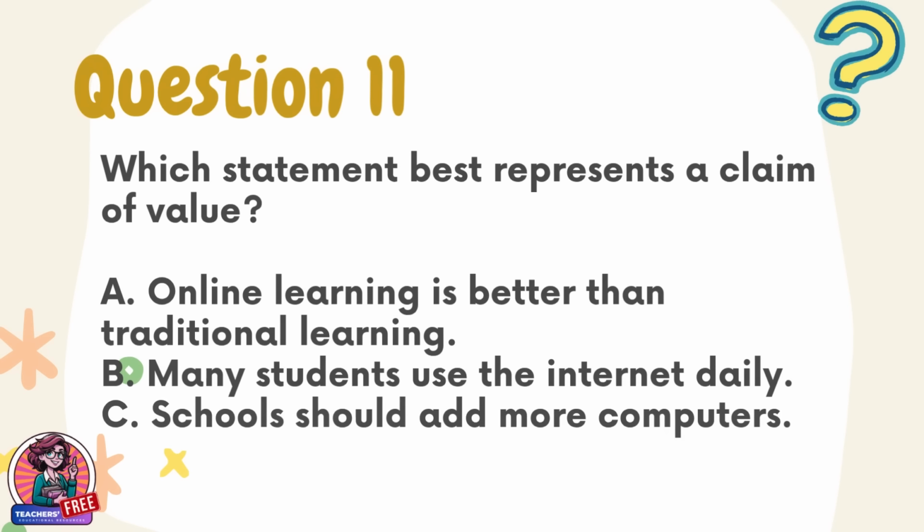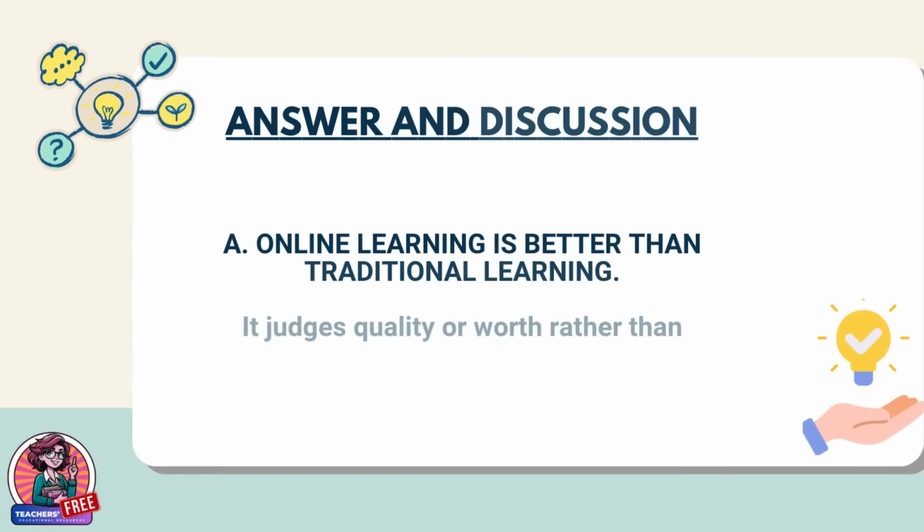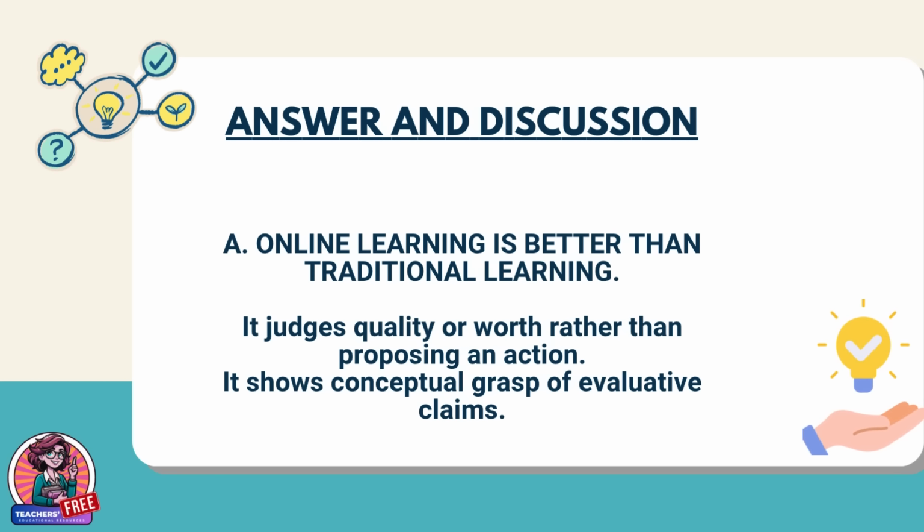Question 11. Which statement best represents a claim of value? A. Online learning is better than traditional learning. B. Many students use the internet daily. C. Schools should add more computers. Answer: A. Online learning is better than traditional learning. It judges quality or worth rather than proposing an action. It shows conceptual grasp of evaluative claims.